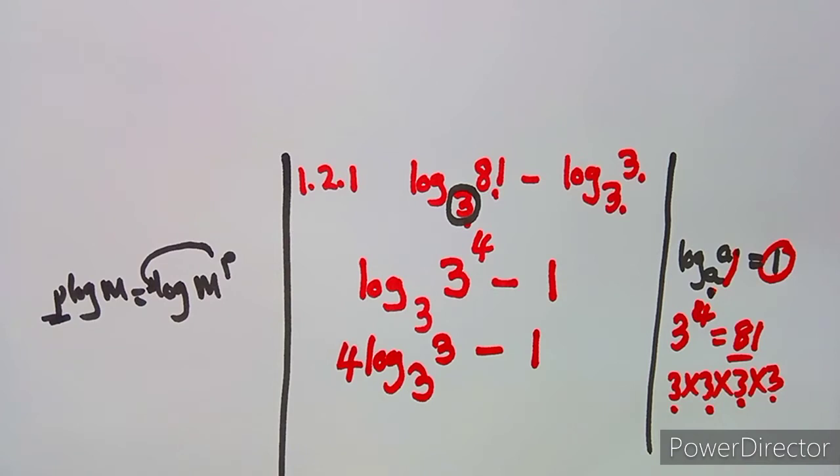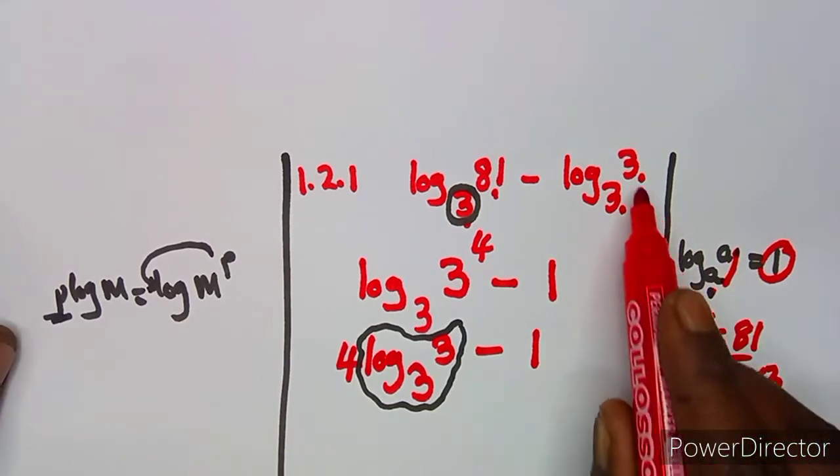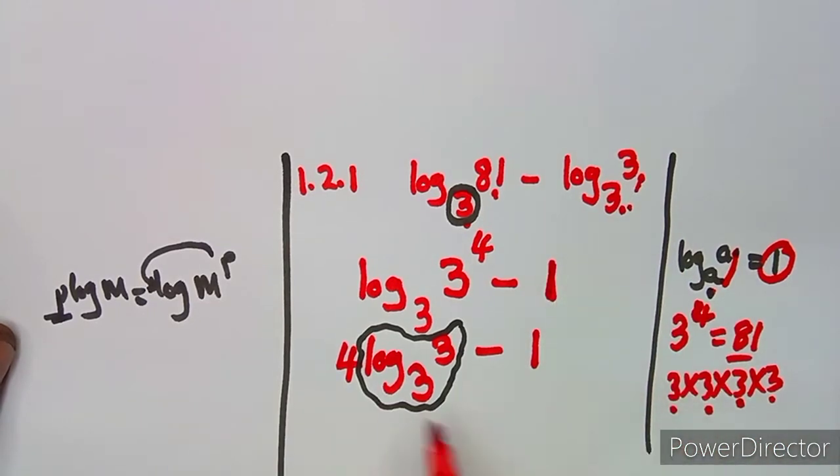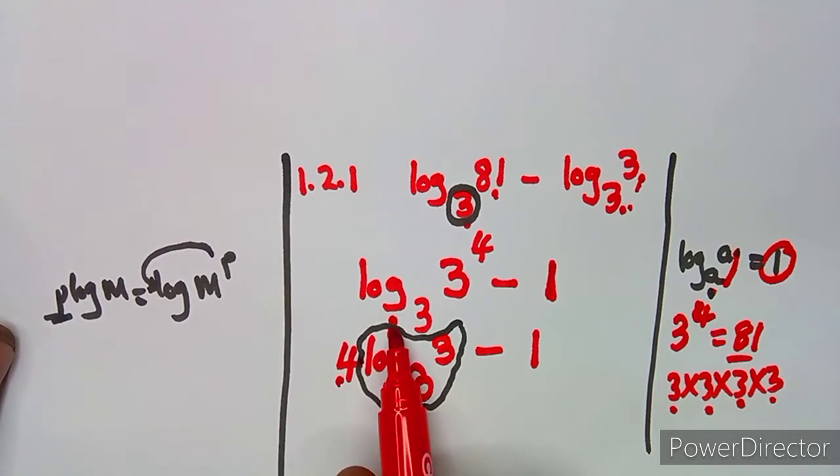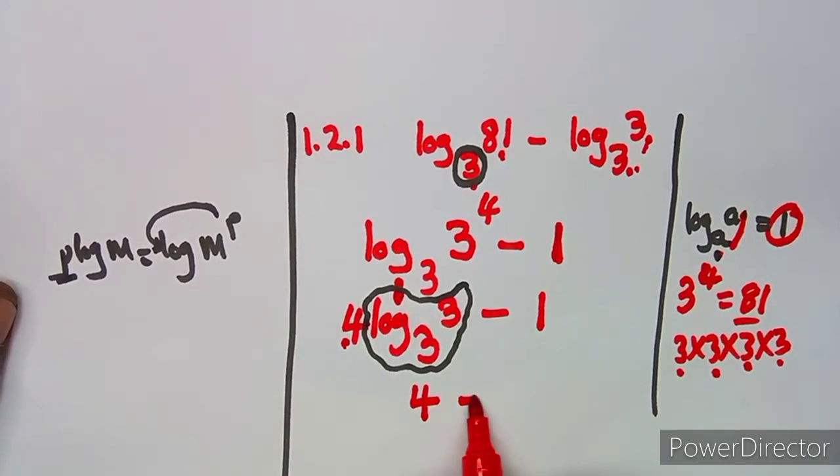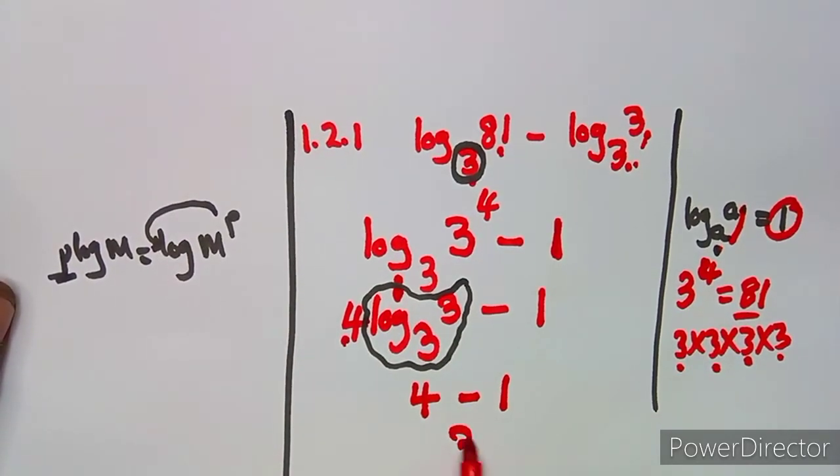Okay, we are back to the same thing again. Here we have got log 3 base 3, which is the same as log a base a, the same thing that we had here. We obtained a 1. So this whole thing is going to give us a 1. So it's 4 times 1, which is 4, minus 1, which is 3.